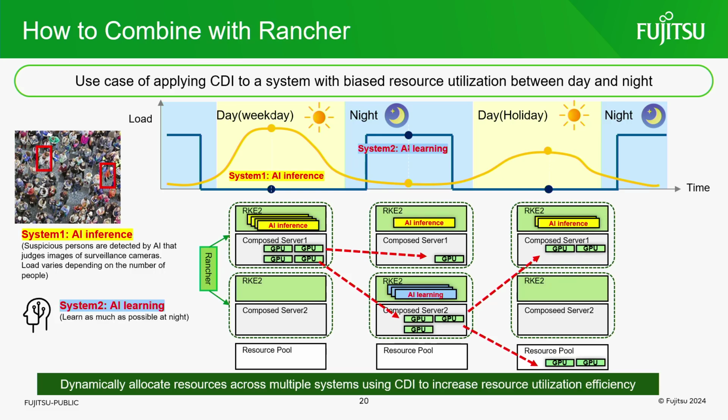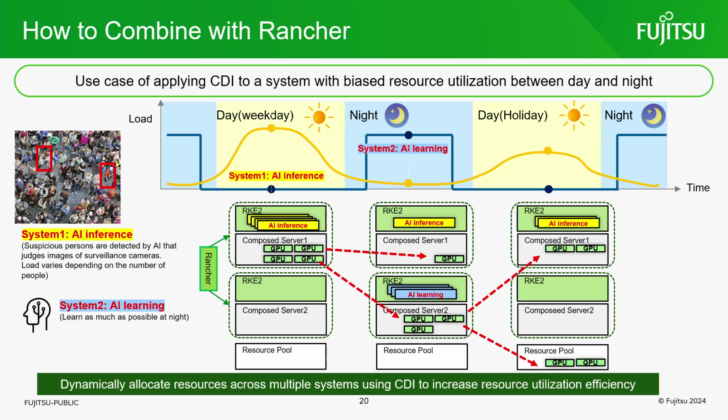And in daytime, there are many people, so the AI inference system requires many GPUs. In this case, CDI attaches many GPUs to the AI inference system automatically. And then in night time, there are few people, so the AI inference system doesn't require many GPUs. Regarding the machine learning system, we would like to run machine learning in night time. So these GPUs are moved to the machine learning system automatically.